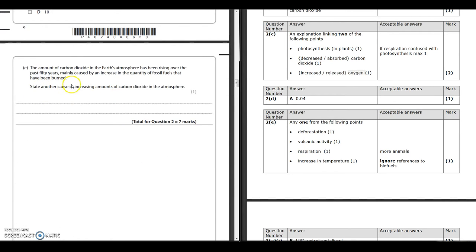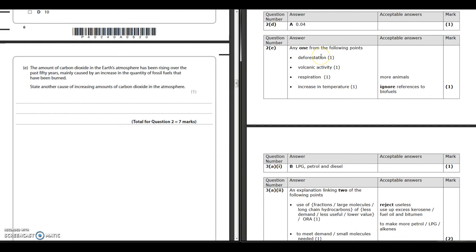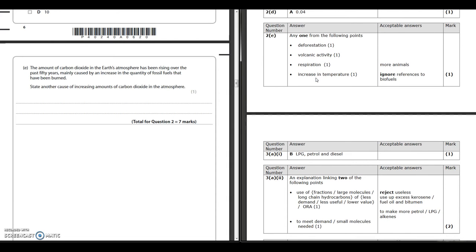Part E, other causes of increasing carbon dioxide apart from fossil fuels, which is a very obvious one because we do that a lot. Cutting down trees, deforestation, volcanoes, we still have them, they're still producing carbon dioxide like the early atmosphere. Respiration, because every living thing respires, and also an increase in the temperature.